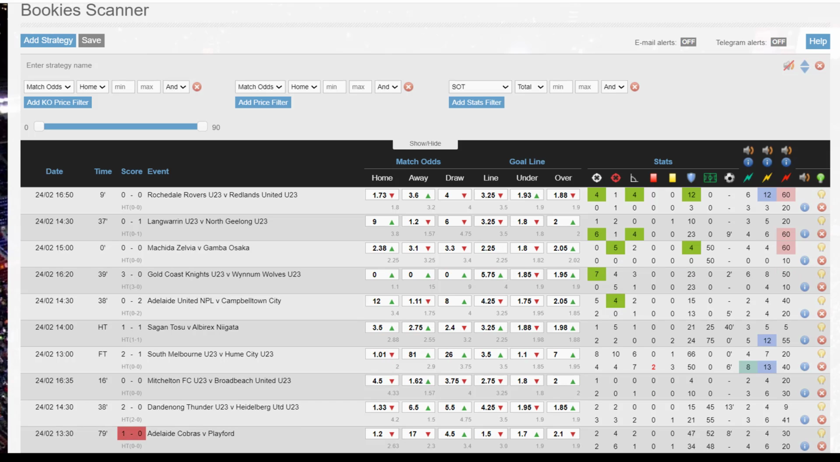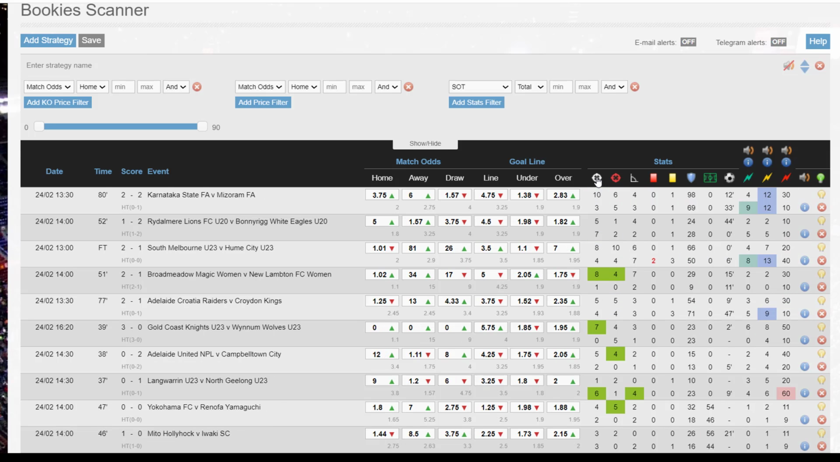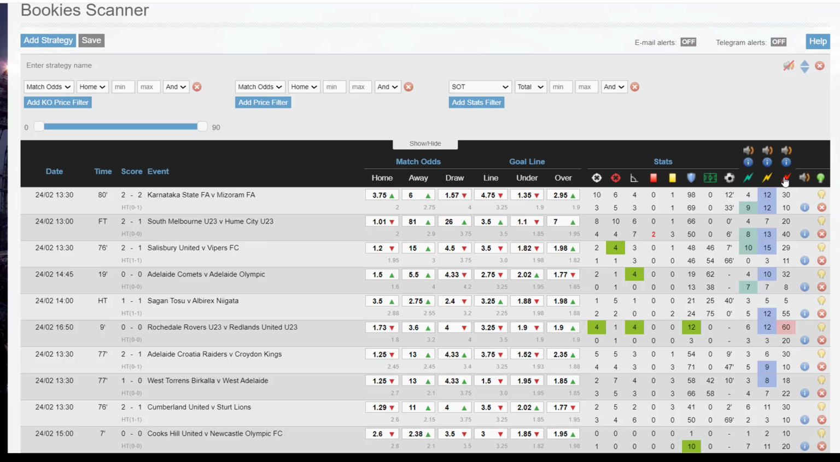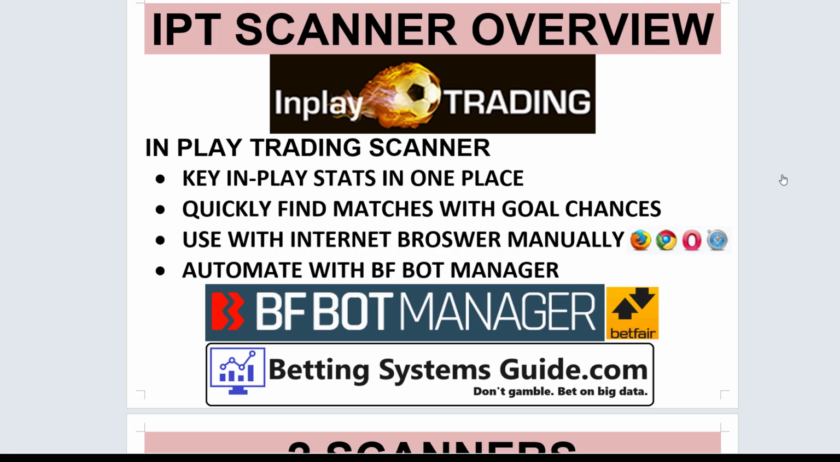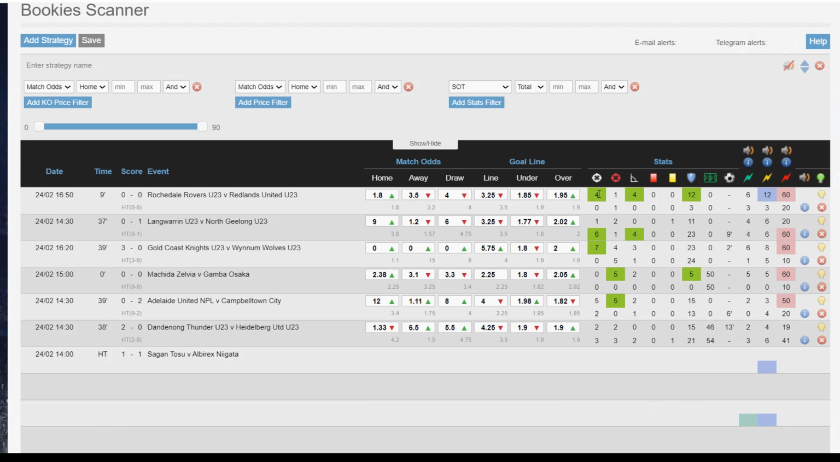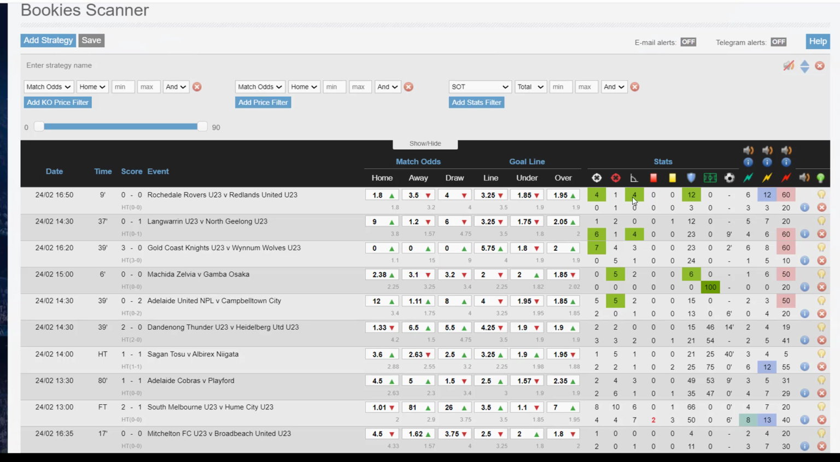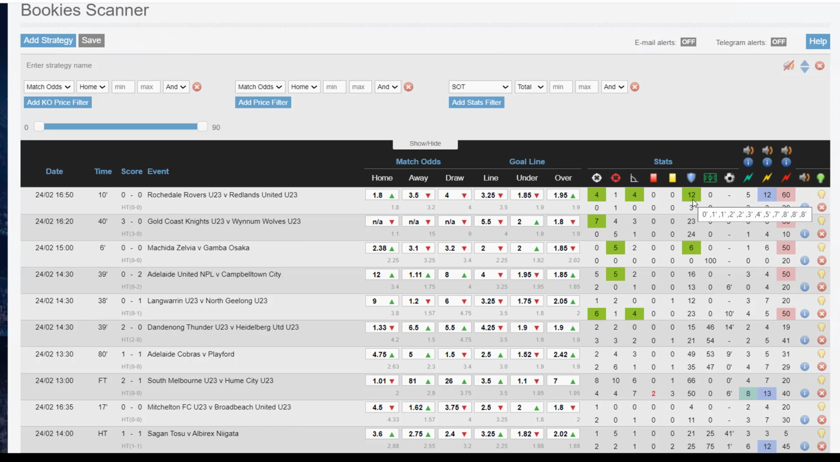In the browser version, it is a place where you can see all the in-play data from all the current in-play matches, and you can quickly sort them by different statistics and see which games are having a lot of goalmouth action, a lot of attacking play. It's basically a scanner where you can see key in-play stats in one place, and you can quickly find matches with goal chances. You can see the matches with a lot of shots on target, shots off target, corners, dangerous attacks, and Inplaytrading's unique pressure indexes, which I'll explain a little bit more about later on.